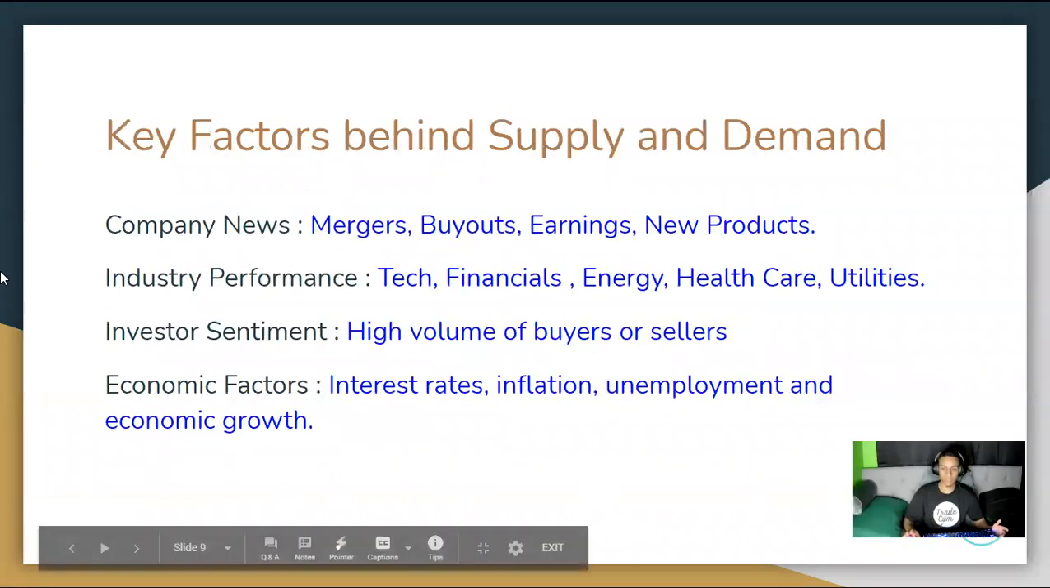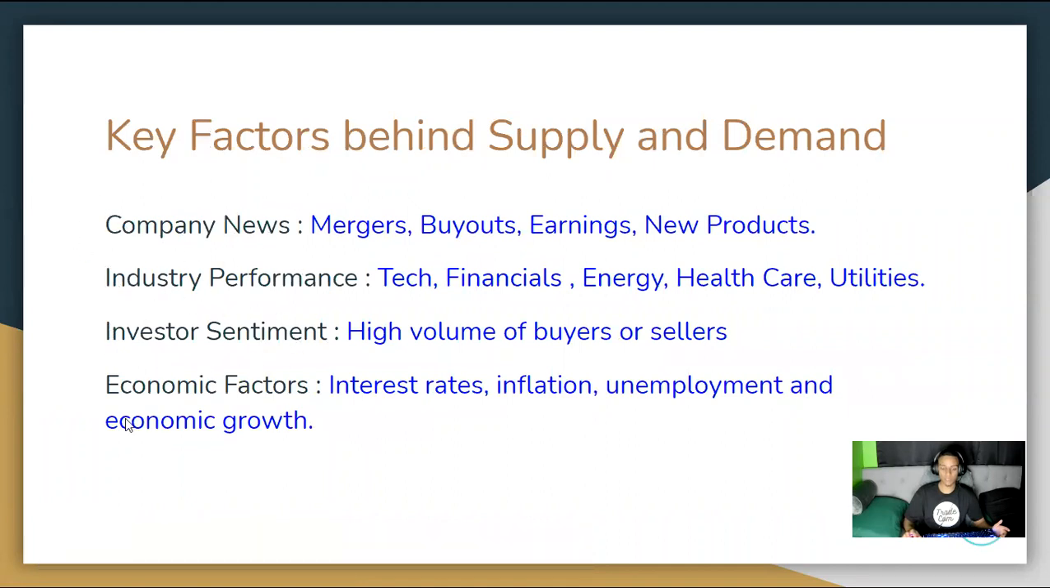So, key factors behind supply and demand. We have company news, industry performance, investor sentiment, and economic factors. Some examples of company news are mergers, buyouts, earnings, or new products. For a recent merger example, we have Tilray and Aphria merging together. You've seen what happened with the stock after that. Both stocks started picking up in value. And new products, well, this wouldn't be a new product for Tilray, but a new revenue stream. They're having an agreement with the United Kingdom. So company news, good or bad, is probably the biggest thing that could happen with a stock, and it's one of the key factors behind supply and demand.